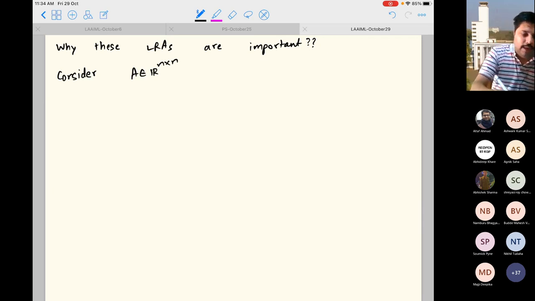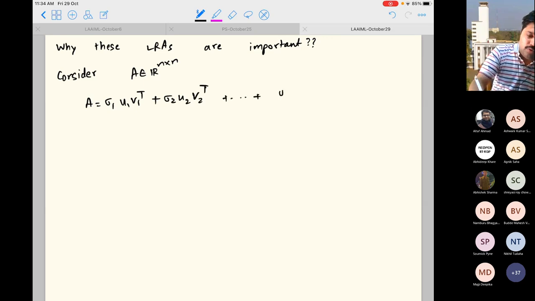So A is in R n by n, and suppose A is equal to sigma 1 u1 v1 transpose plus sigma 2 u2 v2 transpose plus so on and so forth, sigma n un vn transpose, be the SVD of matrix A.